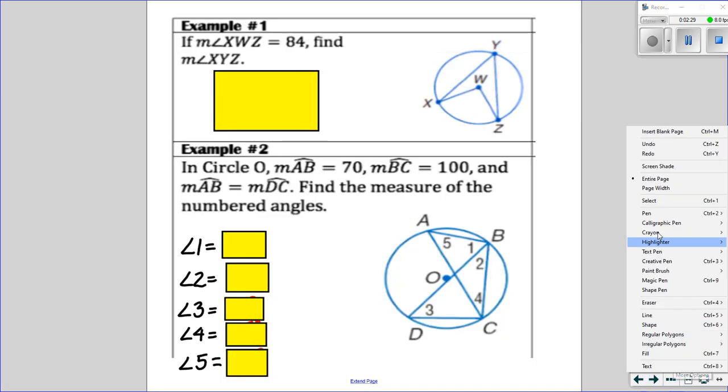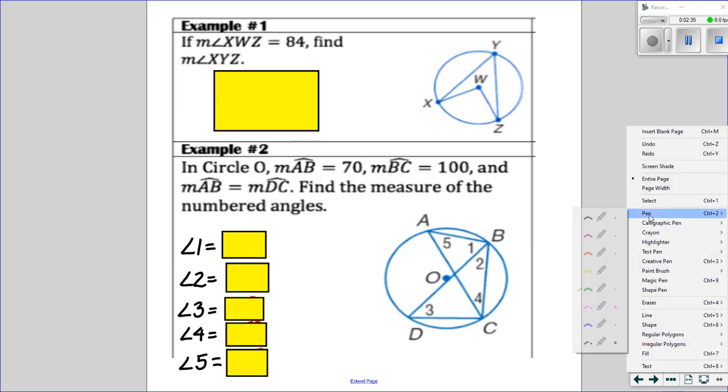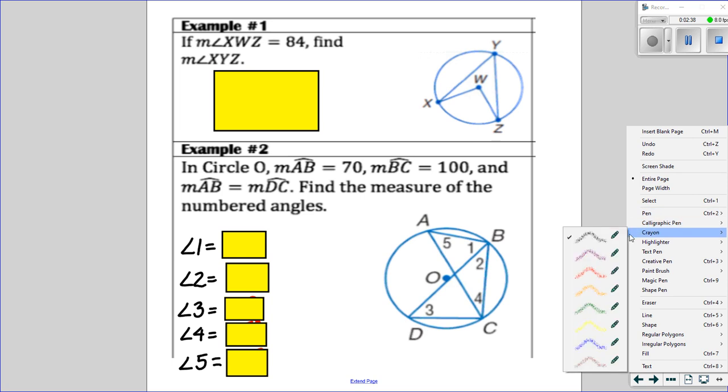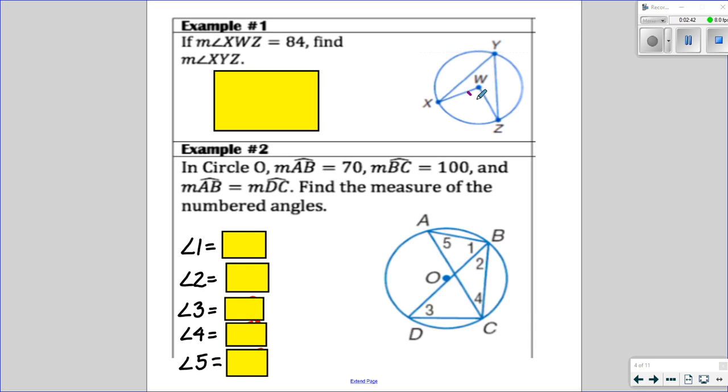All right, so we're going to do an example based on that. They said that if angle XWZ is 84, so this one is 84, they want to know what is the measure of angle XYZ. All right, so that XYZ is right here.